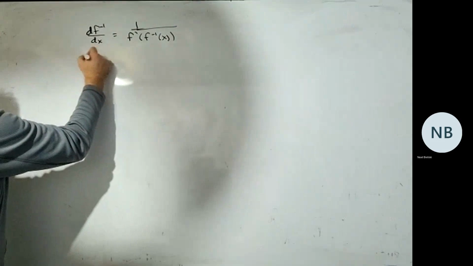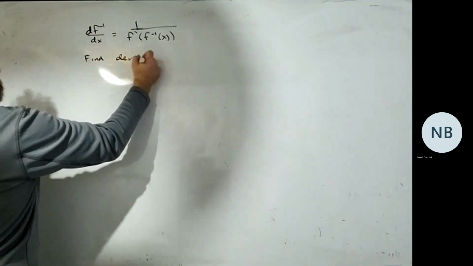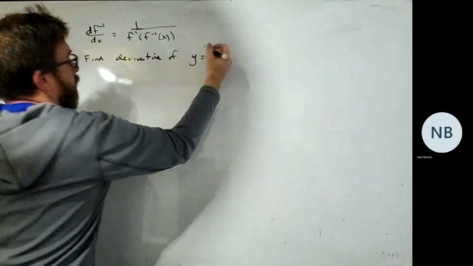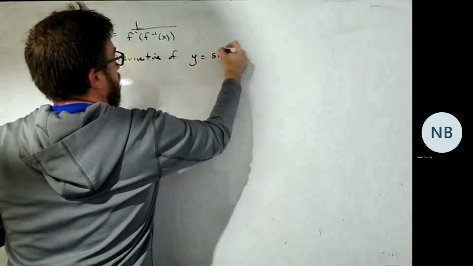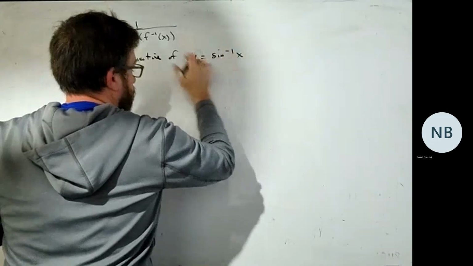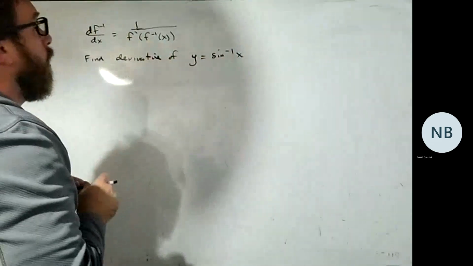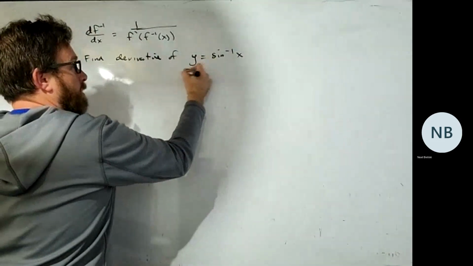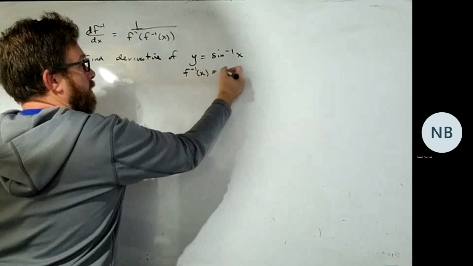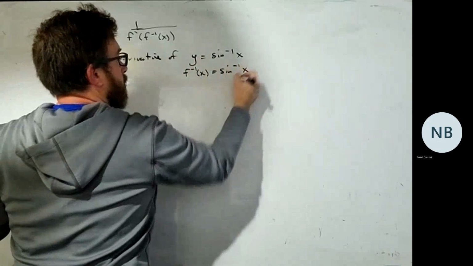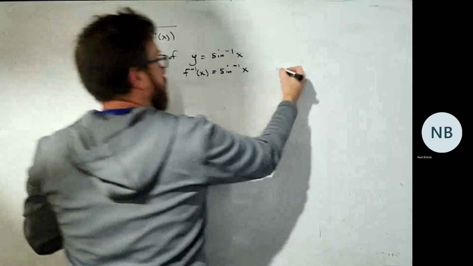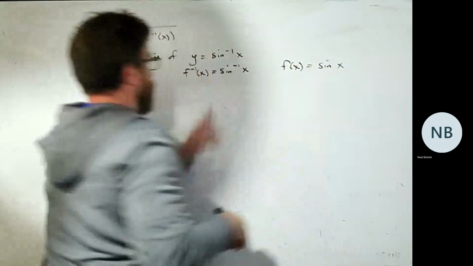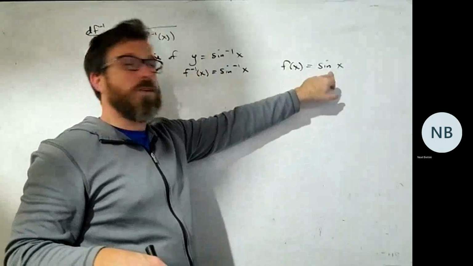So say I want to find the derivative of, say, y is equal to, let's say, the sine inverse of x. I'd consider this the inverse function. So I consider f inverse of x is equal to the sine inverse of x. That would make f of x just the sine of x. So this is the inverse of the inverse, or the not inverse.